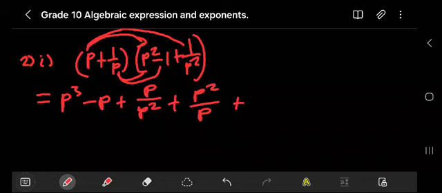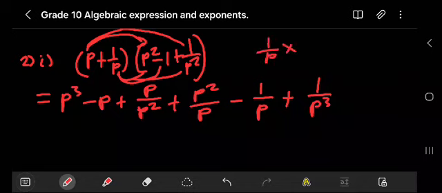Plus, it will be negative. Remember, there is negative 1, minus 1 over p. Remember, when you multiply by 1, it will still be that. You come again, you multiply by that, it will be plus 1 over p raised to the power of 3. Remember, they will multiply to 1 over p multiplied by 1 over p squared. 1 multiplied by 1. You multiply the top with the top, we will have 1. Multiply the bottom with the bottom, it will be p raised to the power of 3.